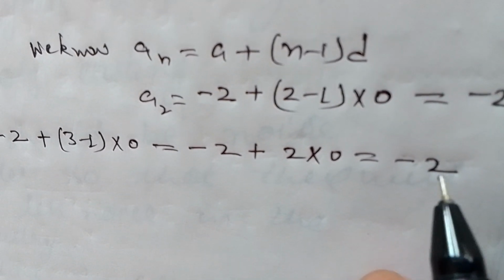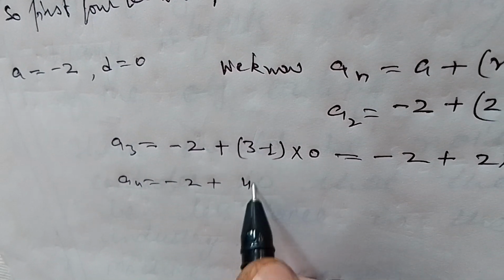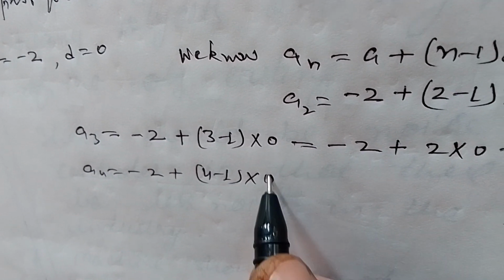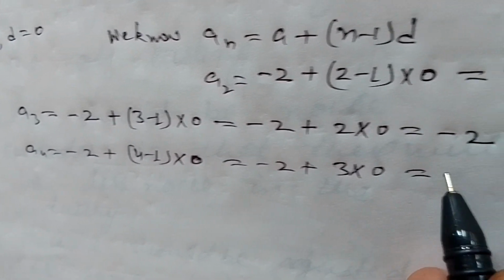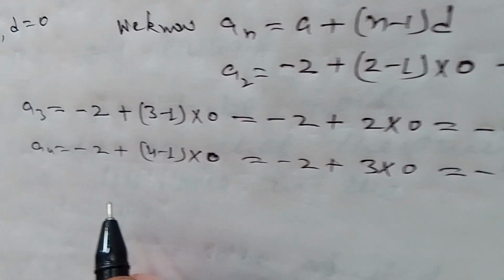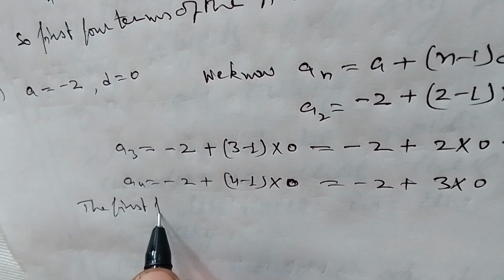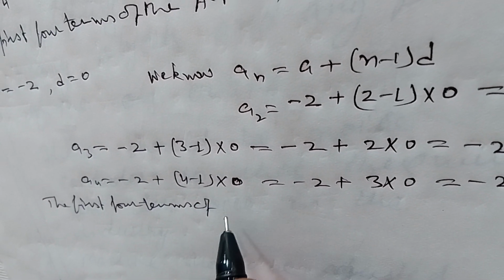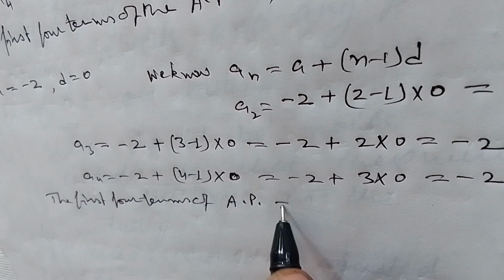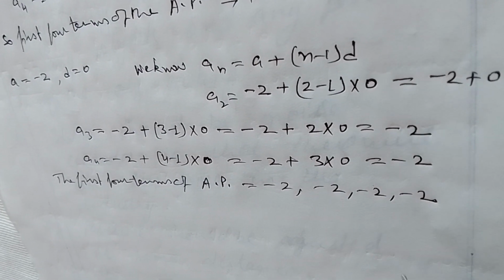Similarly, a4 is also minus 2 plus 4 minus 1 multiplied by 0. It comes to be minus 2 plus 3 multiplied by 0. It comes out to be minus 2. So the first four terms of AP come out to be minus 2, minus 2, minus 2, minus 2. So this is the answer of the second part of the question.